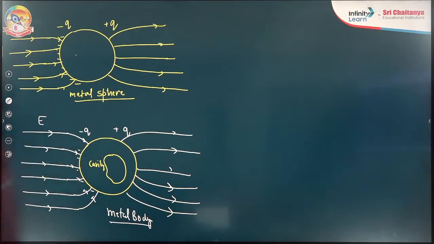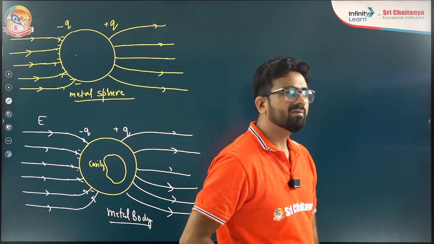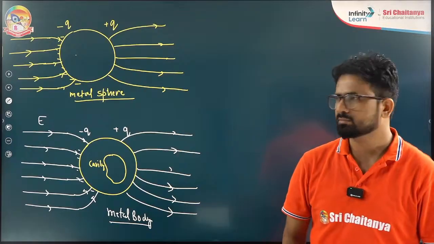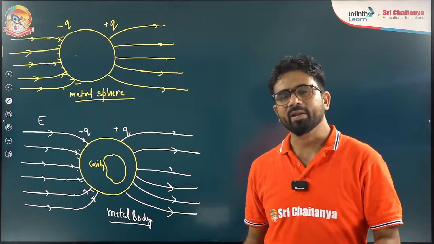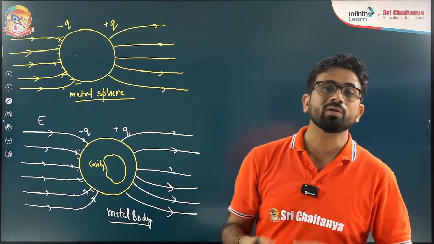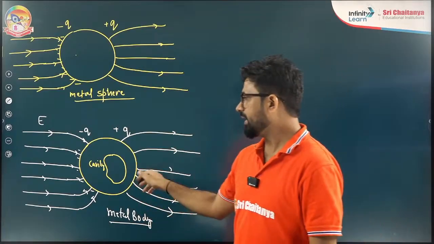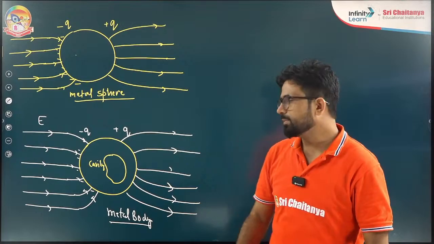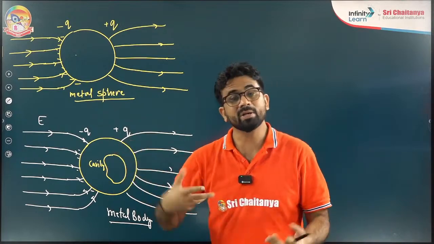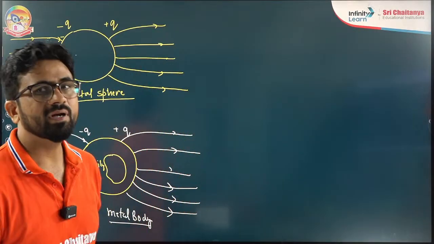Very basic. Now if you understand the situation, the very first question comes to you, sir, you have not drawn any field line inside the cavity. Yes, because I told you already, the charge appears on the surface of the conductor, not inside the conductor. So net charge inside the conductor should be 0. Net field should be 0. That means no field is entering inside this cavity also. Even though the cavity is present, still no field is entering.